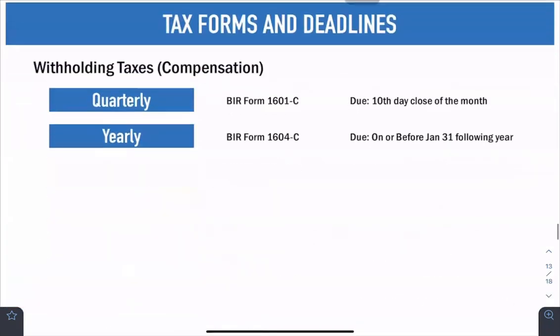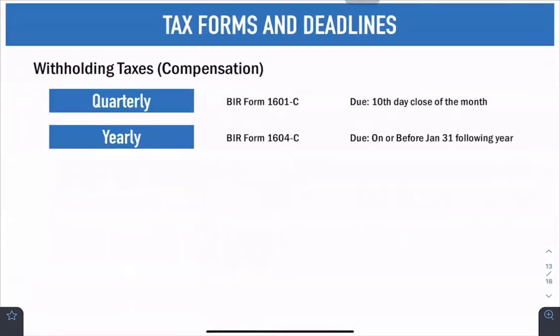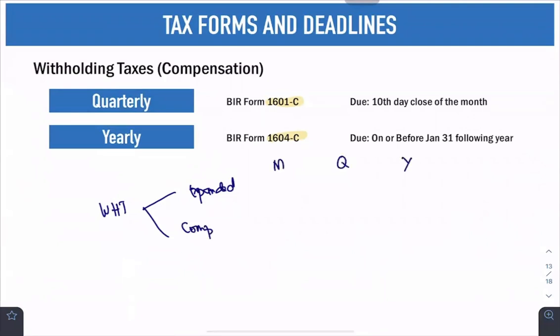Next, we have your withholding taxes for compensation. So for quarterly, it's 1601C, and for yearly, 1604C. So for withholding taxes, we have two types, right? That is either expanded or that is considered compensation. So we have here monthly, quarterly, and yearly.